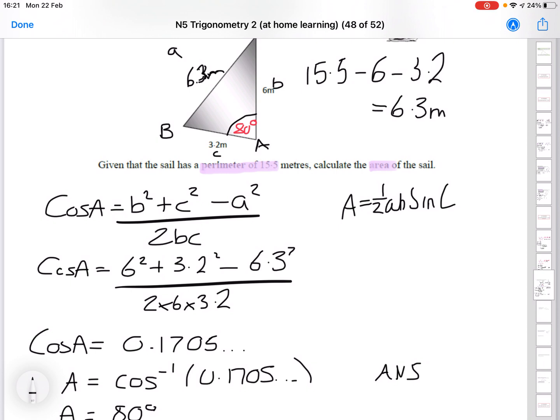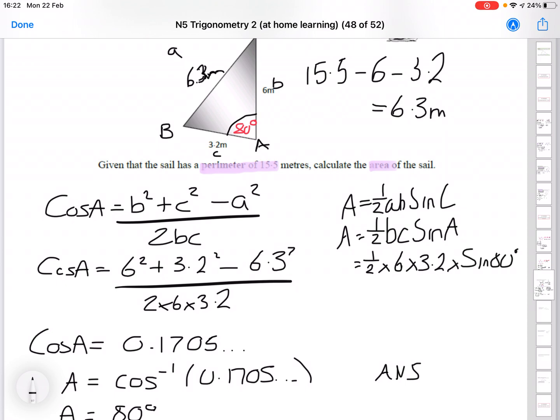Now in this case, the angle that I have is at A. So if I just rewrite that, it would be half BC sine A. So I would put in the values, half times 6 for B times 3.2 for C times sine of 80, which is the angle I just found. And as my answer, I'm going to go for 2 decimal places here. That's how I feel I would want to round this. So 9.45, and your units would be meters squared because it's an area.